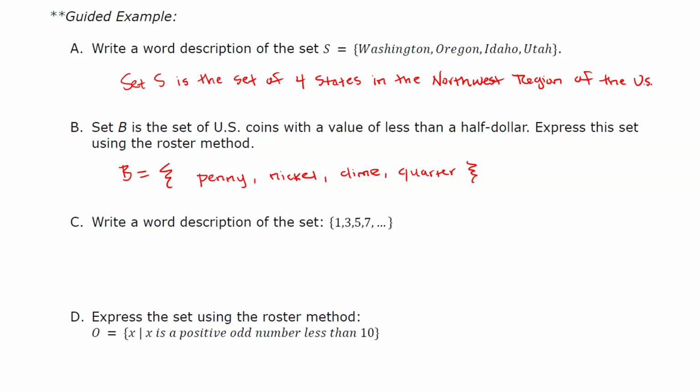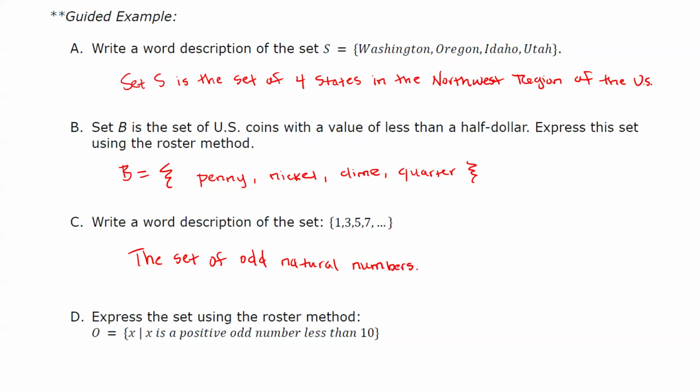C, write a word description of the set 1, 3, 5, 7, dot, dot, dot. So it's going to continue on with the same pattern. Now 1, 3, 5, 7 are all odd numbers, but what type of numbers are they? They are considered natural numbers. So this would be the set of odd natural numbers.